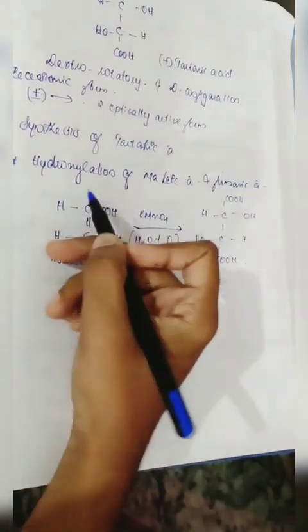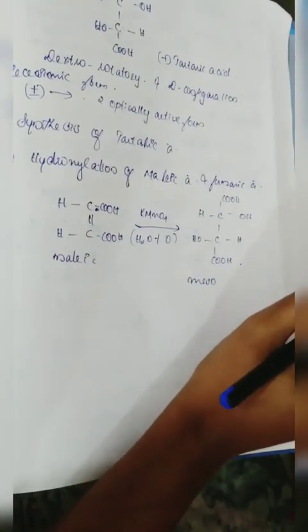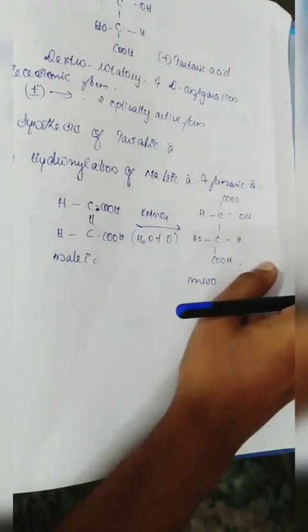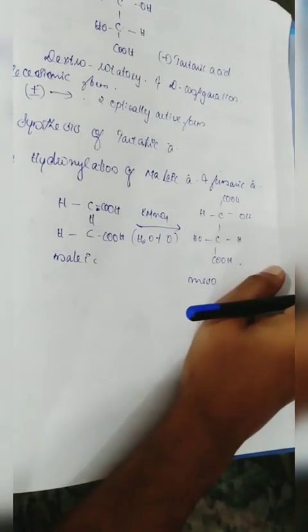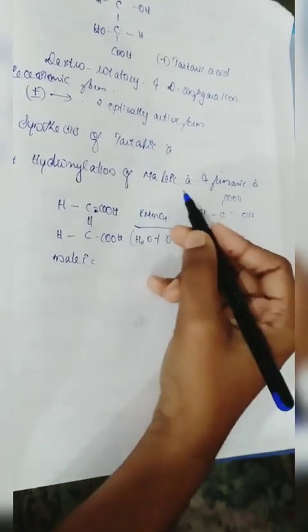Fumaric acid. Relation of maleic and fumaric acid. Maleic acid and fumaric acid are a kind of cis and trans form of the same acid. So we'll be taking two different forms of an acid. First we are going with maleic acid.